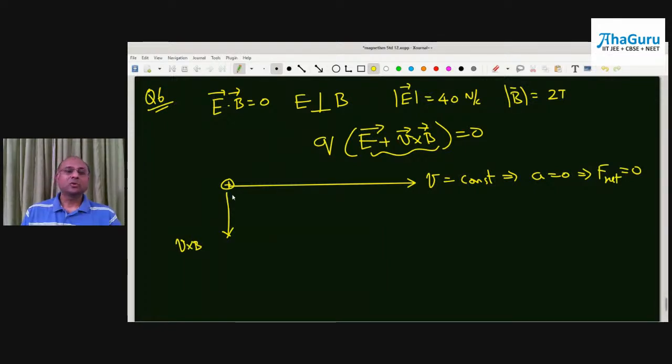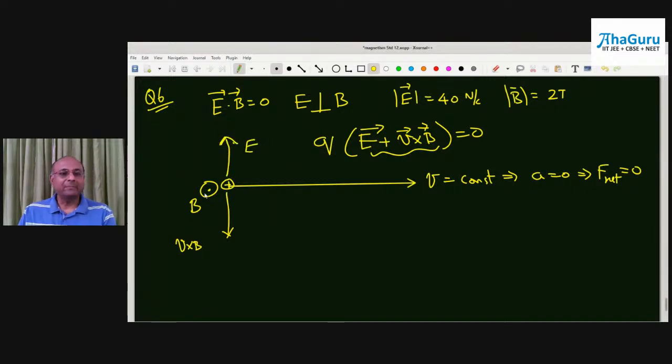Let's see. If velocity is like this and B was coming out of the board, then V cross B will be pointing down. I just took downwards as a direction. It could have also been like that, doesn't matter. But if you pick downwards, B would be in the k cap direction, pointing towards me. And E has to be like this. This has to be the direction for E.